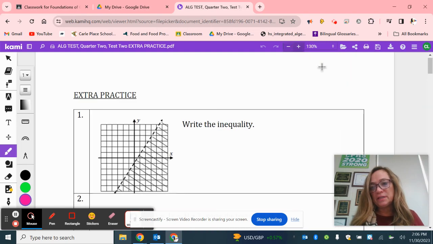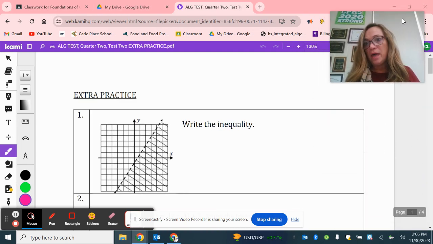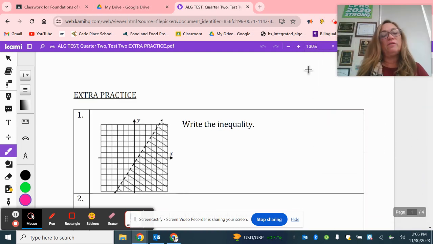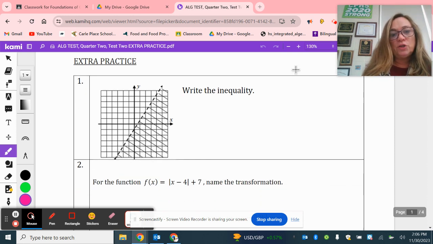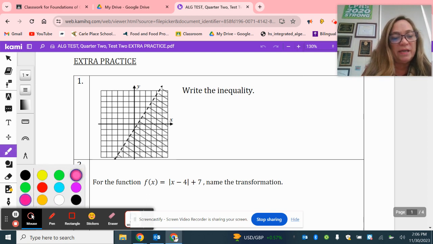Guys, I'm going to do this extra practice with you. If you have any questions, always feel free to email. So this is write the inequality, which is really harder than what it's going to be on the test, because on the test it would be multiple choice.